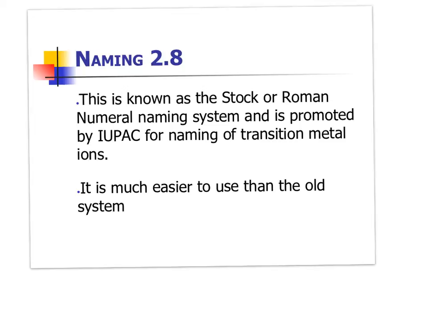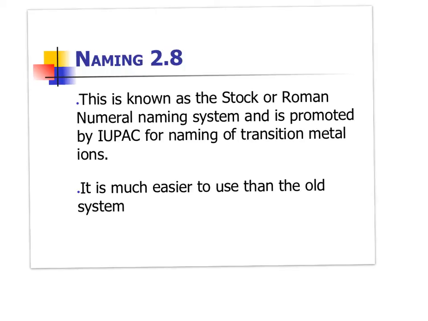This method is actually known as the Stock or Roman numeral naming system. It is promoted by the IUPAC as the naming for transition metals. It is much easier than the old system. The old system does still find its way in every now and then. I'm not a big fan of it.